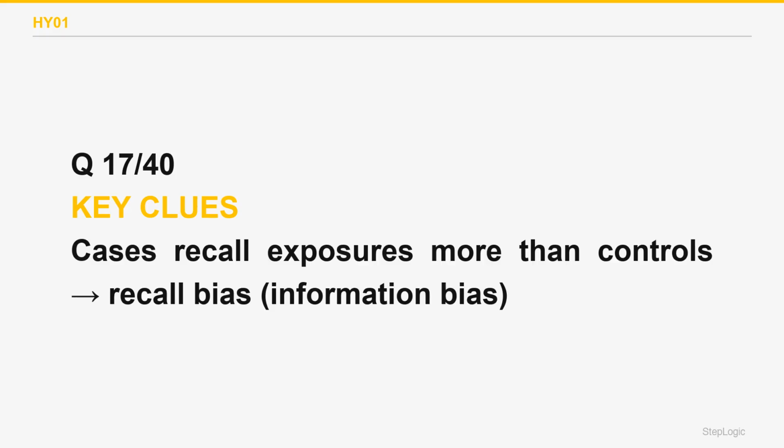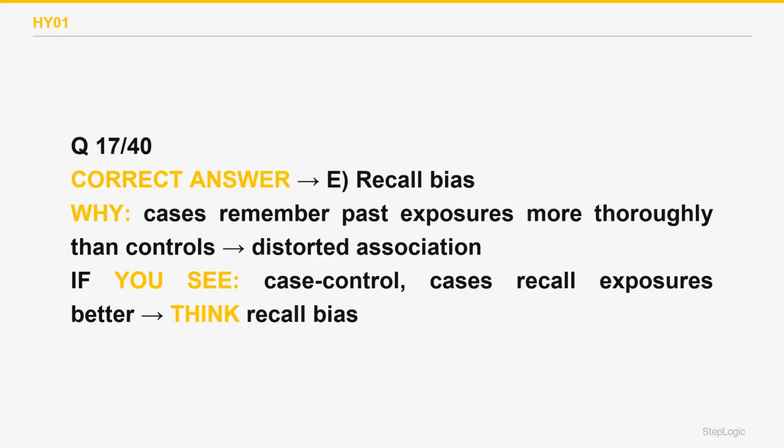This is recall bias, a type of information bias classic to case-control studies. Because the outcome, a birth defect, is already known, mothers of affected infants scrutinize their pregnancies and remember exposures that control mothers overlook. The differential accuracy of memory between cases and controls falsely strengthens the apparent exposure-disease link. The correct answer is E.